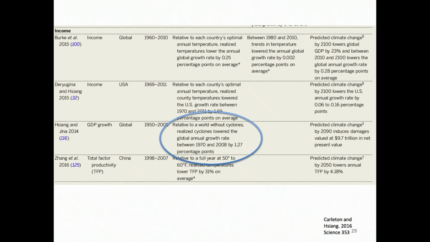Relative to a world without cyclones, realized cyclones lowered the global annual growth rate of GDP between 1970 and 2008, that's 38 years, by 1.27 percentage points. Now that may not sound like much, but annual GDP only grows 3%, okay? So taking one of those three away is a big deal, right?